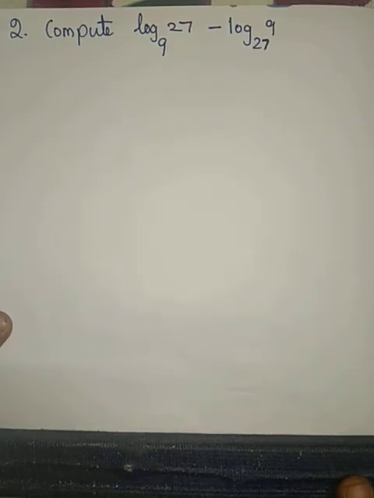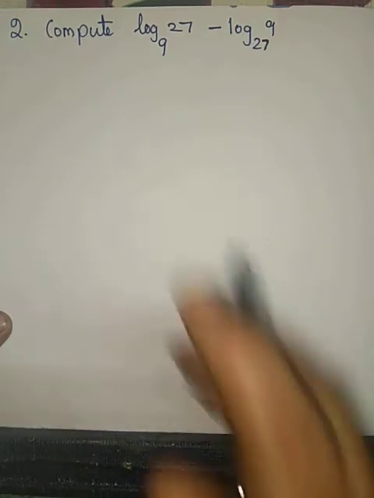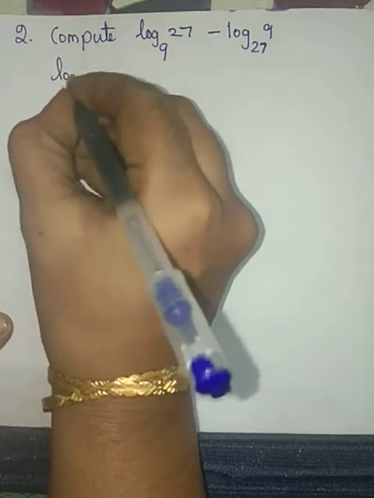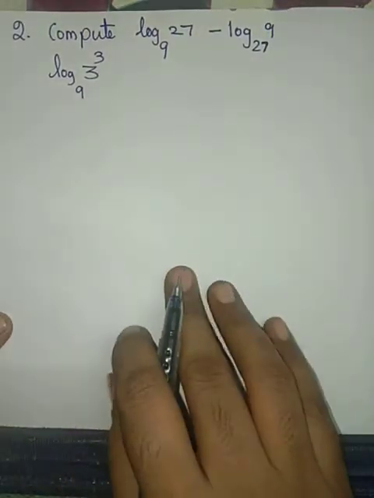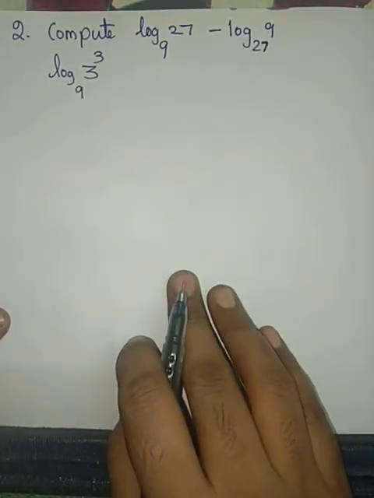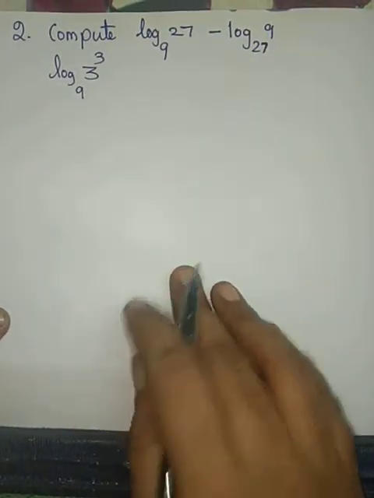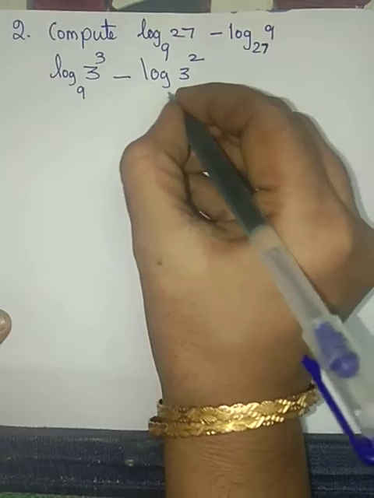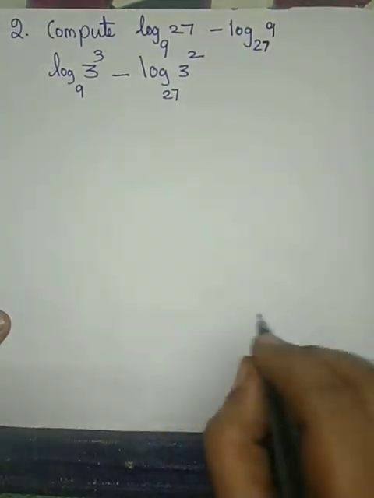2.12 second question. Log 27 to the base 9 minus log 9 to the base 27. This log 27 I can write as log 3 cube to the base 9, because we know 3 3s are 9, 9 3s are 27. Now next, log 9 can be written as log 3 square to the base 27.